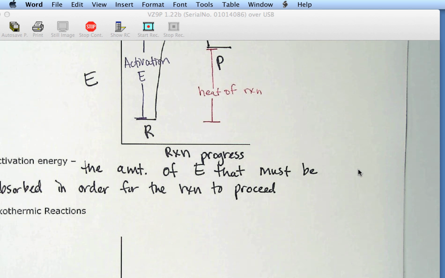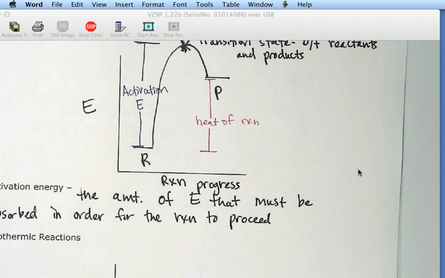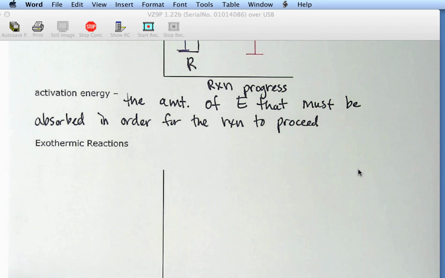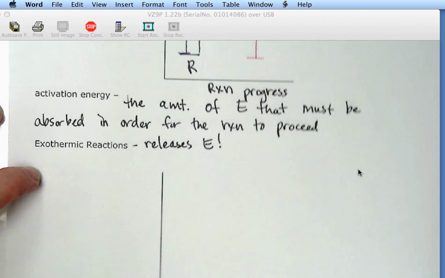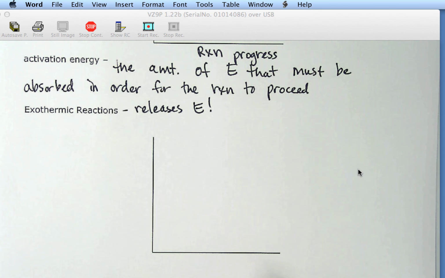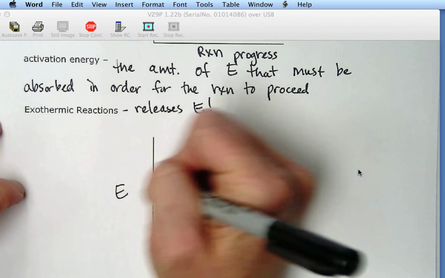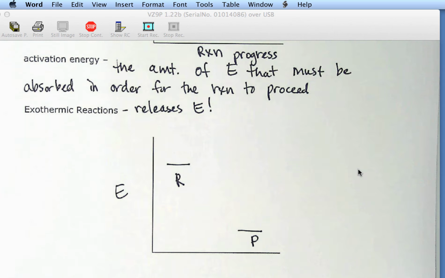So we just went over endothermic reactions. We did the energy diagram for an endothermic reaction. Now we're going to do one for an exothermic reaction. So an exothermic reaction, what happens? Is energy absorbed or is it given off? Yes. So this releases energy. Okay. So think about this in terms of your hill. Your reactants for an exothermic reaction are higher in energy than your products.